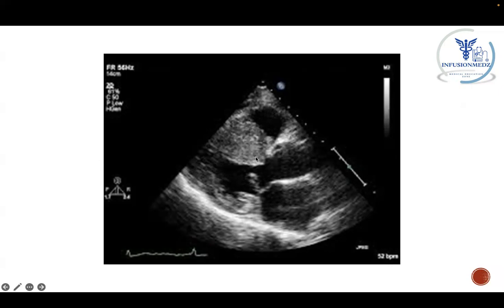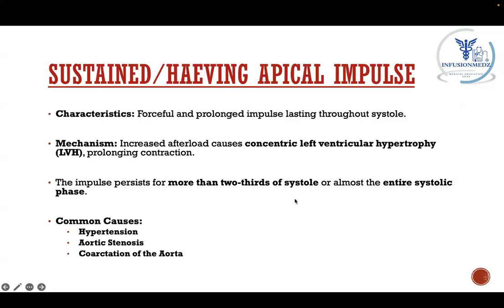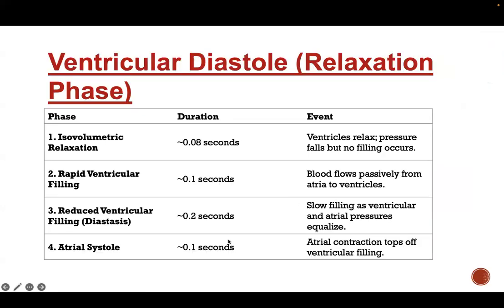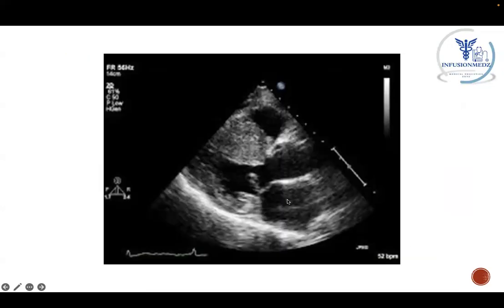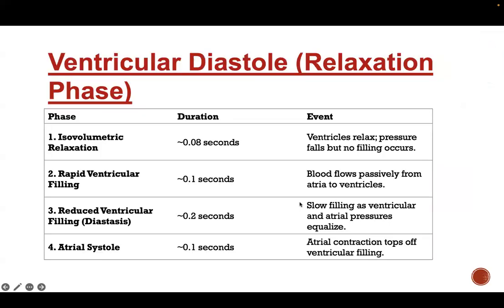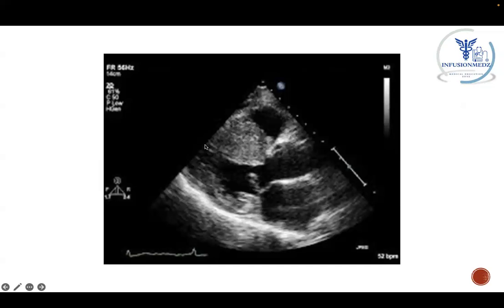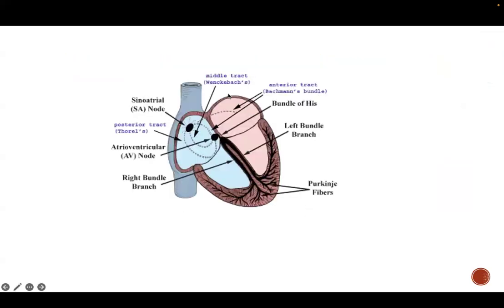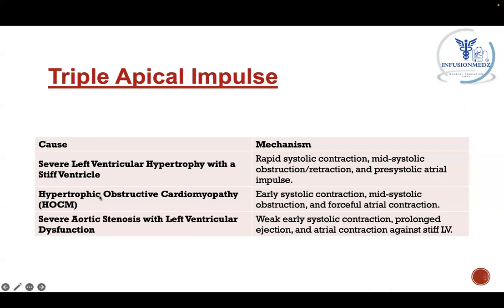Also, in advanced stages of HOCM or hypertrophic obstructive cardiomyopathy, there will be diastolic dysfunction. That means there is impairment in the relaxation of the ventricle. So now the majority of the filling during diastole will occur in the pre-systolic phase, that is, the atrial systolic phase. In atrial systole, the blood is forcefully pushed inside the left ventricle during the fourth phase of diastole, and this blood will push towards the apex, and the apex will be felt now. So that's why there are three apical impulses which will be seen in HOCM.